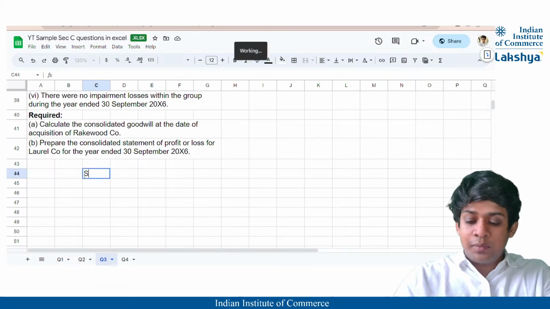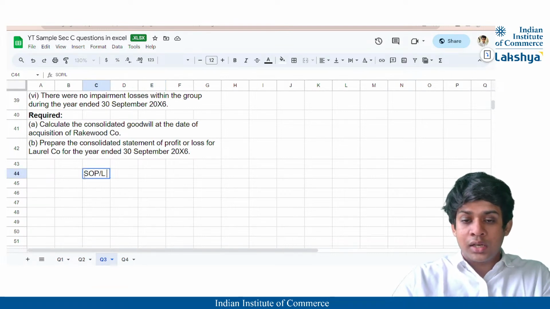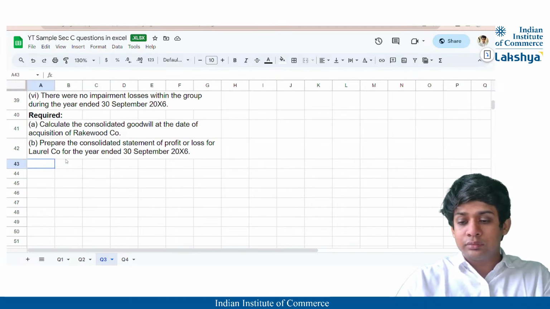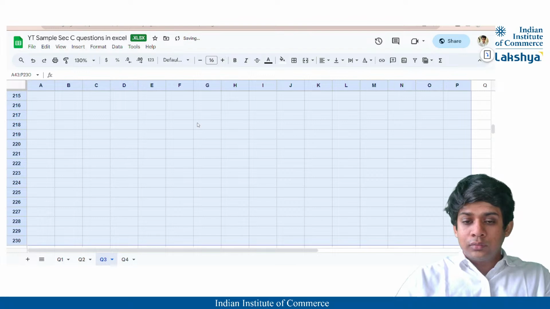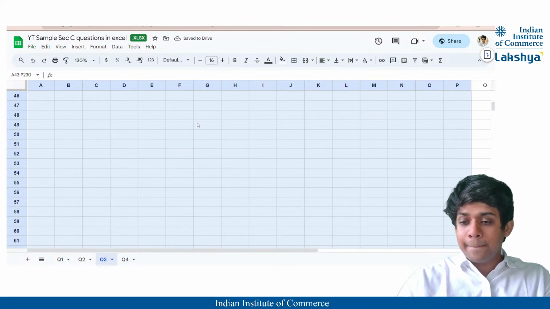Okay. So for this statement of profit or loss preparation, guys, I'll just increase the size a little bit. Okay. I'll keep it at 60. I don't know how much it will be visible.